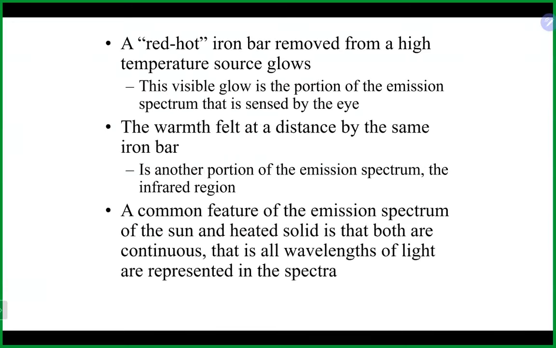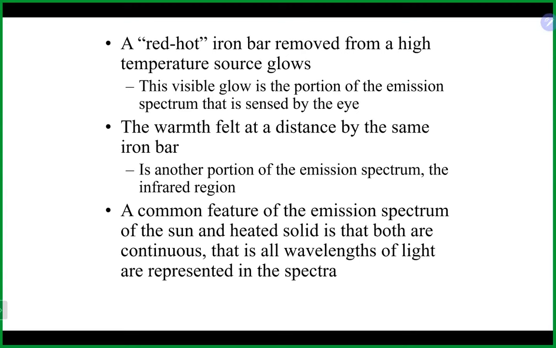Now, when we see something like an iron bar that's really red hot, that's been removed from a high temperature source, it will glow. That visible part is the portion where we can see with our eye. But we also feel other things like warmth coming off of it, which is in another part of the electromagnetic spectrum, the infrared region. So not all transitions, as the atom releases energy in the form of photons, will correspond to colors of light that we see. It may fall somewhere else along the electromagnetic spectrum.